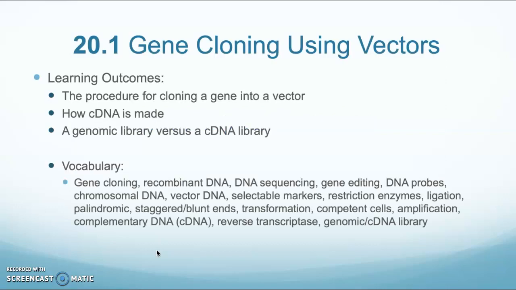So in this first part, we'll talk about gene cloning and using vectors. We didn't actually cover this in lab, but this is something that you are now reading about, at least when you're looking at the coronavirus and building up a cDNA library. So in this one, we'll talk about how we clone genes and put them into an actual vector, how a cDNA is made, and how a genomic library is different than a cDNA library.